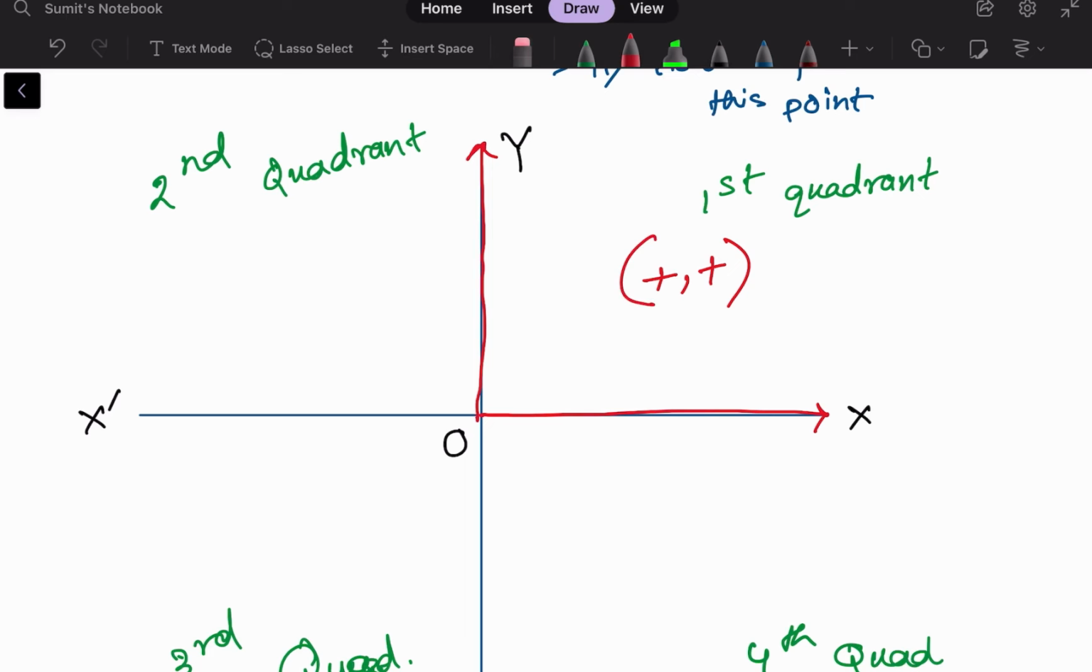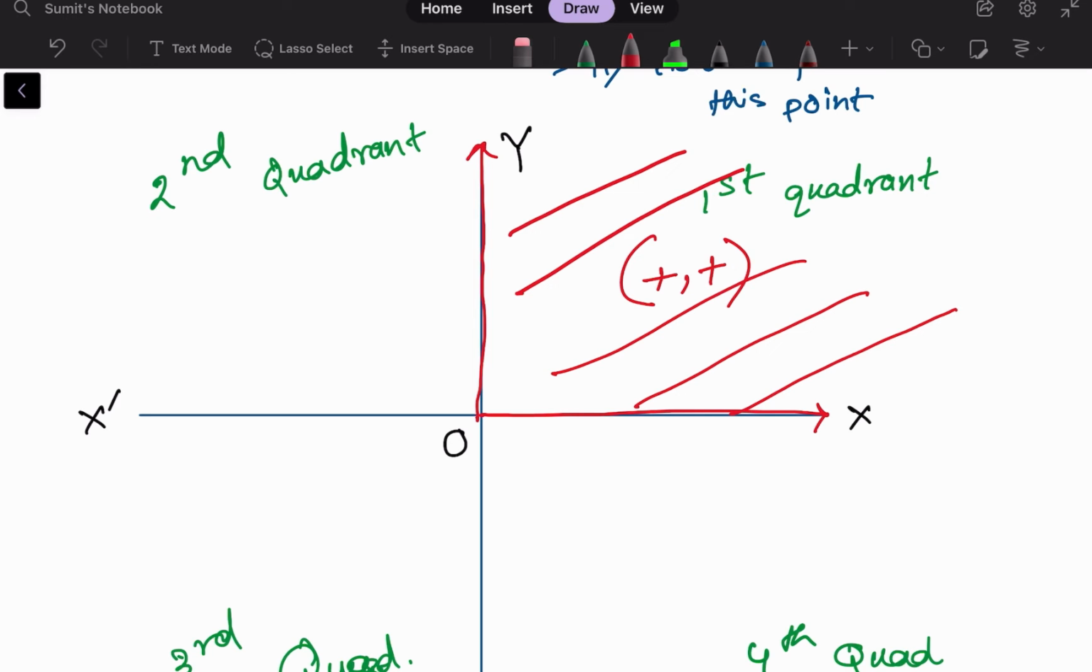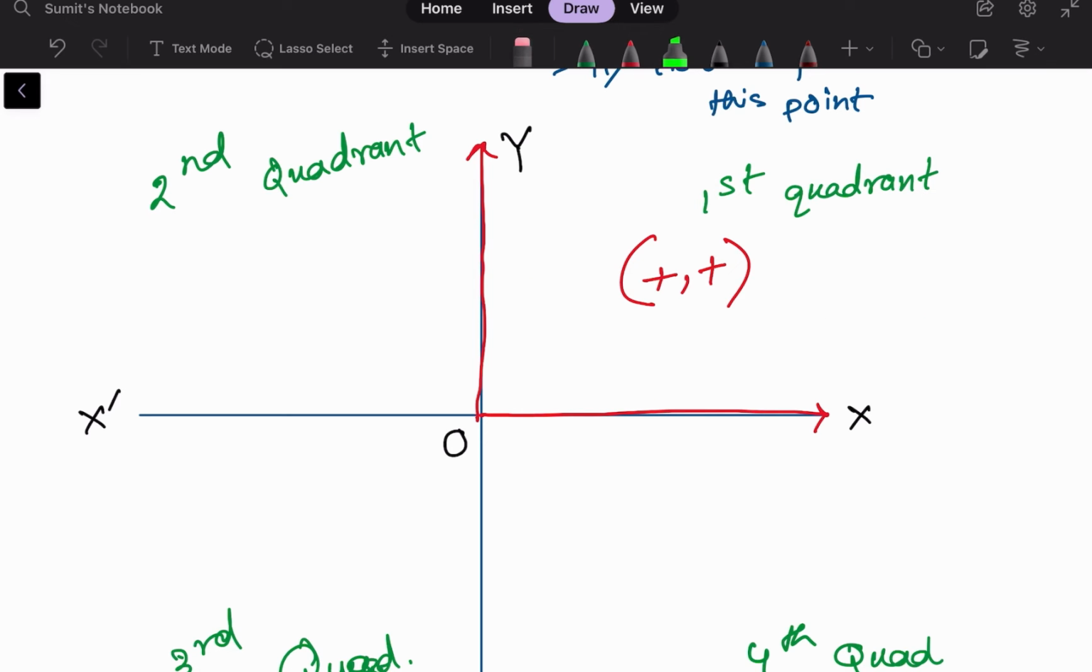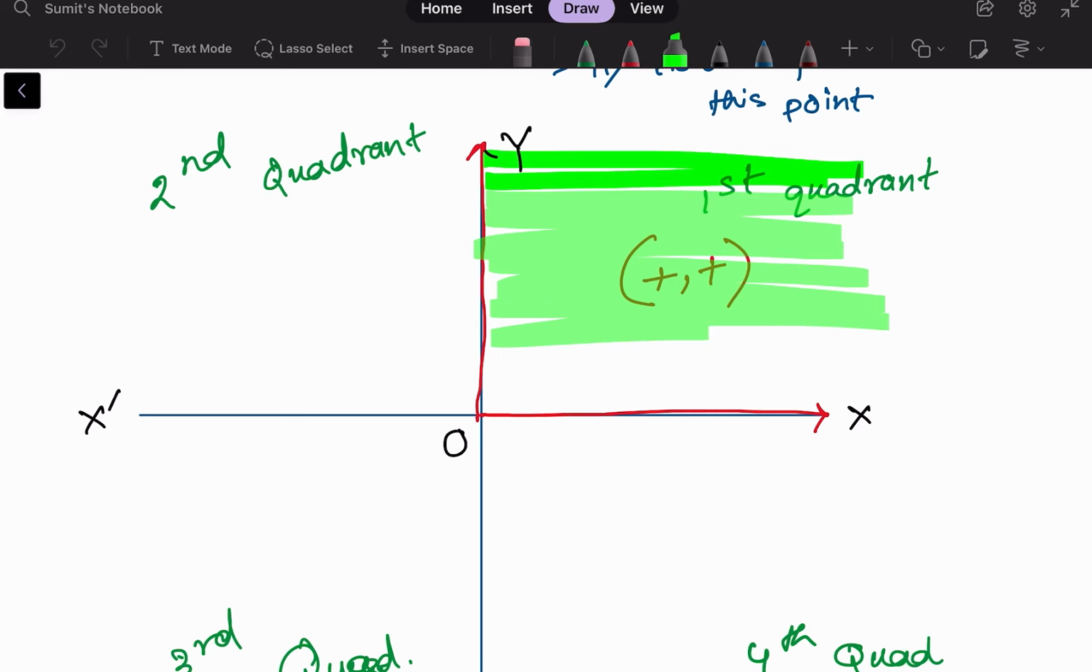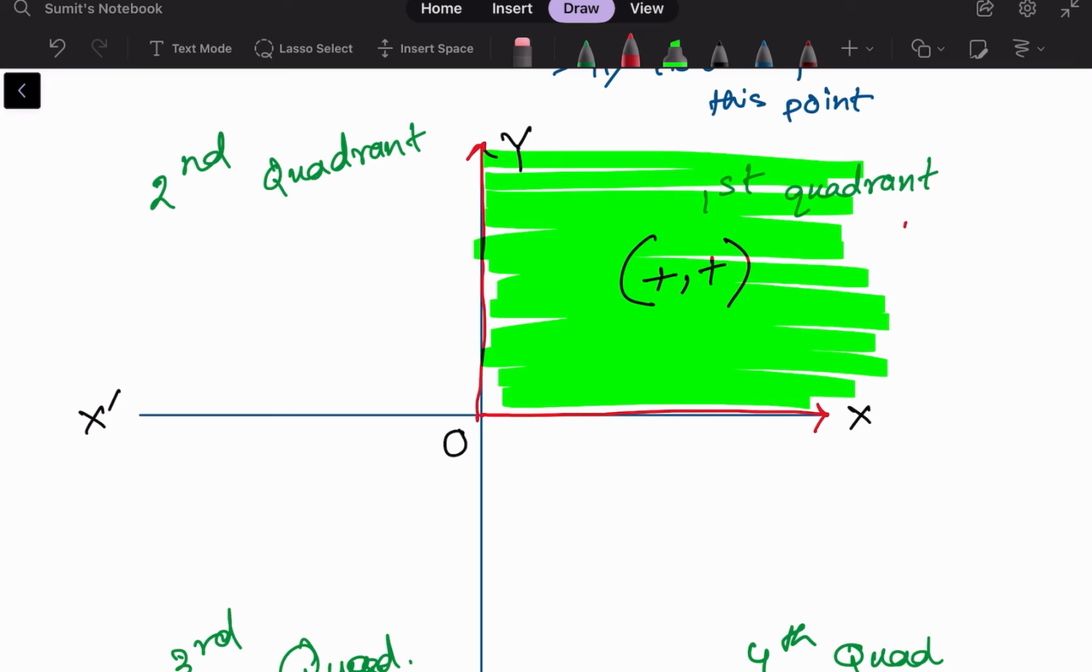If a point lies in that region, the point will be in the form of plus comma plus, positive comma positive. For example, the point could be 2 comma 3, or 3 comma 4, or 10 comma 12, or 60 comma 50, anything. All points will be in the form of positive and positive. That means both x coordinate and y coordinate will be positive.